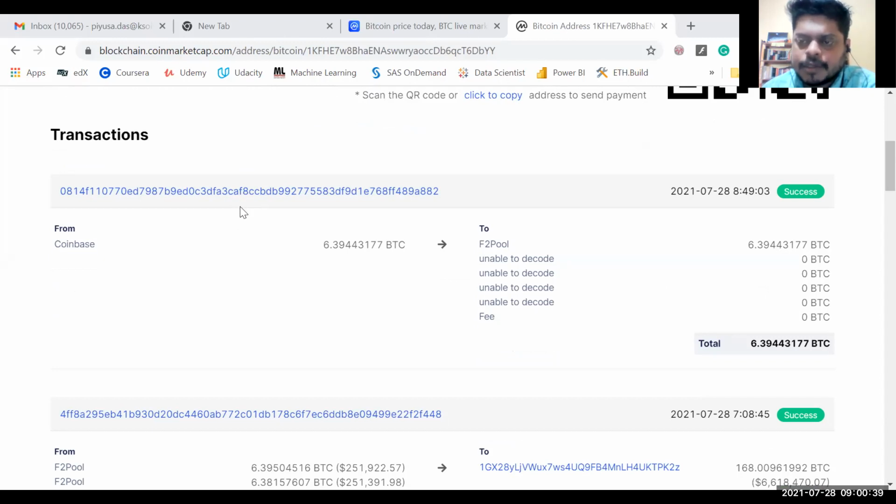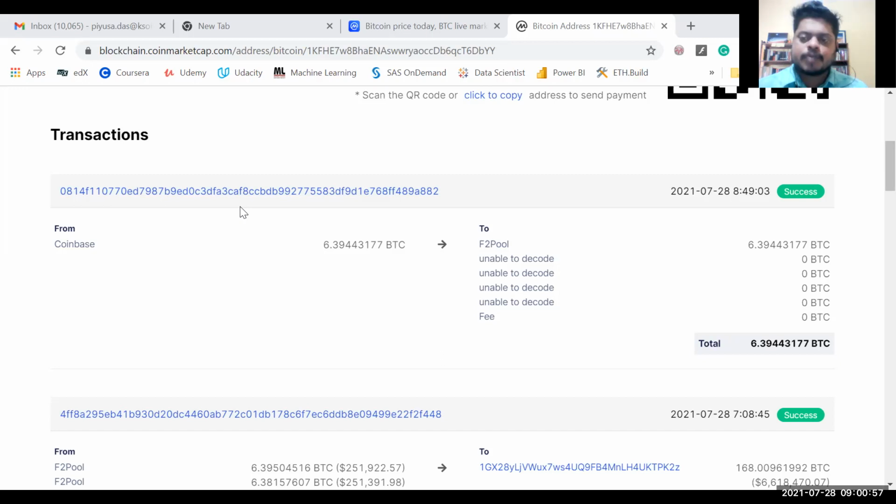So basically, it is computing resource power. You need to have that much mining power to mine. It happens on a first come, first served basis. If you are able to solve that puzzle, and what is that puzzle, we will discuss that, as soon as possible, you will get that Bitcoin.